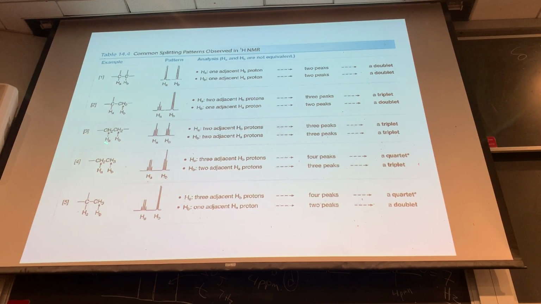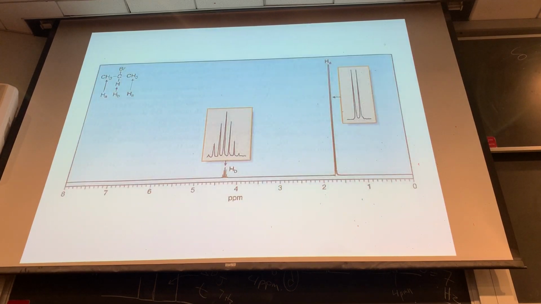And ethyl here, we've seen this in ethanol, right? Methylene and methyl, that's a quartet triplet. And then a methine methyl, yeah, quartet doublet. So this tells you the peaks and the splittings and then the patterns there. I think you can look through that table and see from your book.